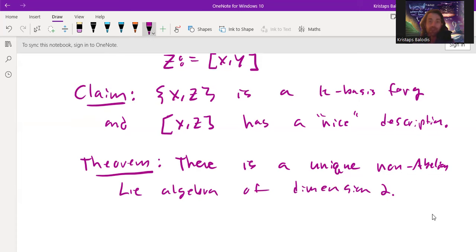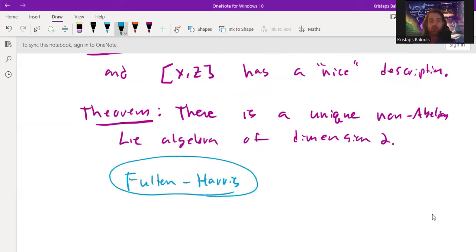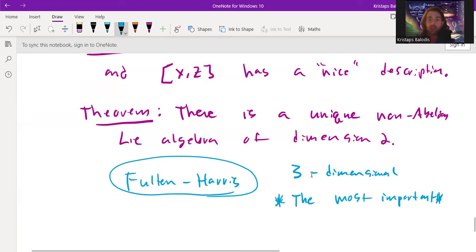Okay, that's where I'm going to leave it. That's your homework. Next time, we're going to continue following Fulton and Harris, and we're going to dive into an examination of trying to discover all of the three-dimensional Lie algebras, including, and I don't care what anyone else says, it's true, the most important Lie algebra in all of existence. 100%, hands down. Okay, that's for next time.